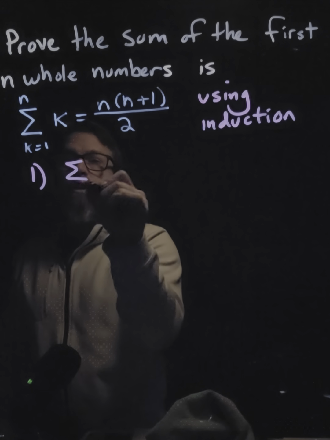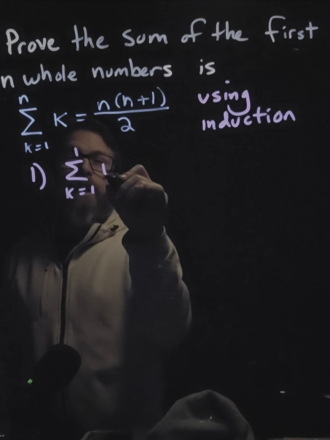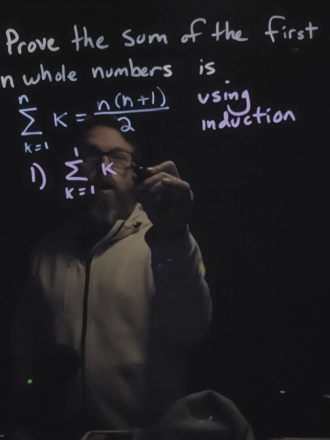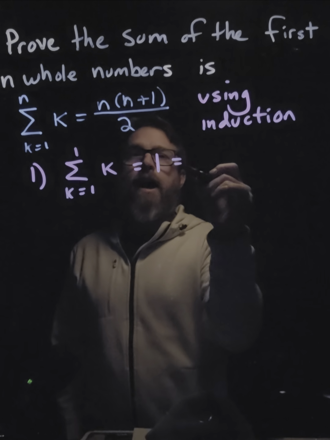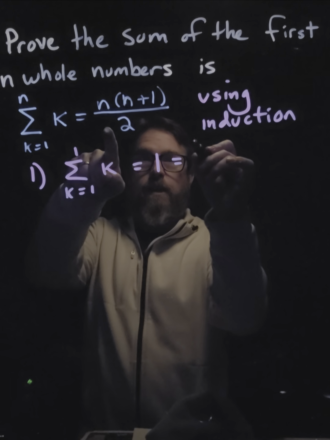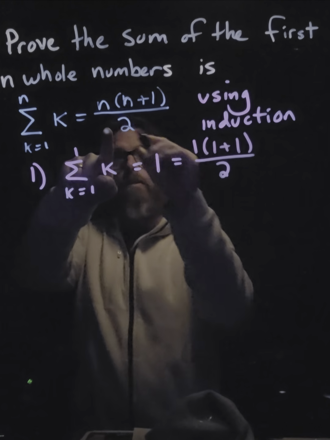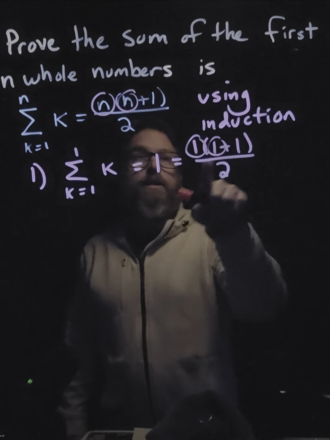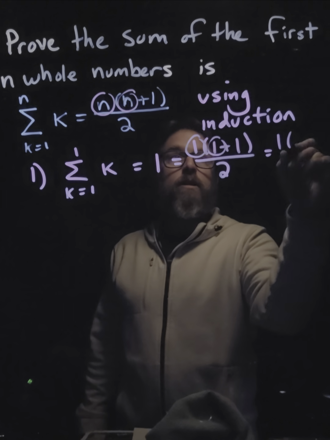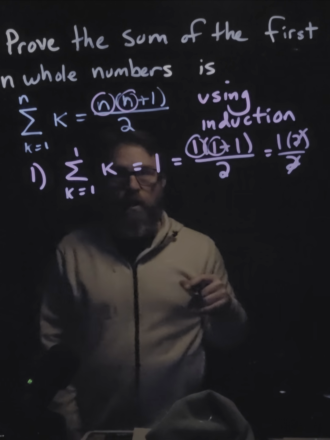So the summation from k equals 1 to 1 of k is just plugging in 1. So this is 1. Now we have to verify that this is equal to this formula, so plug in 1, and then this will be 1 plus 1 all over 2. Remember that we're just plugging in 1 for n. So this is going to be equal to 1 times 2 over 2, which indeed is equal to 1.